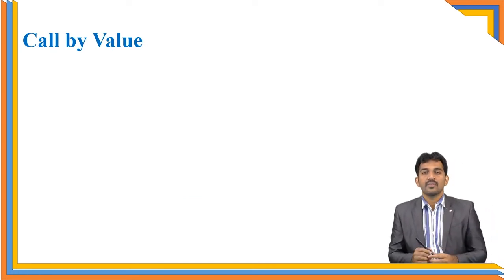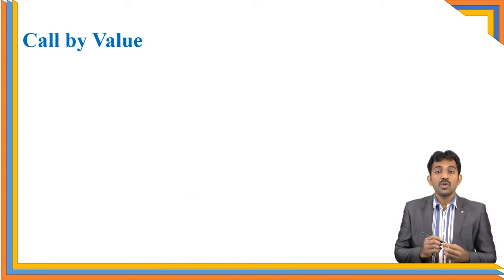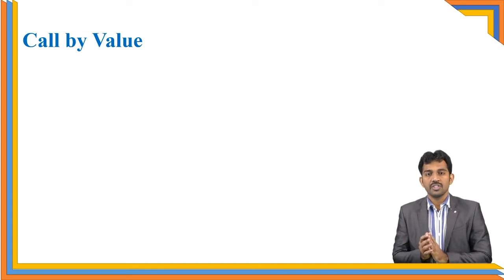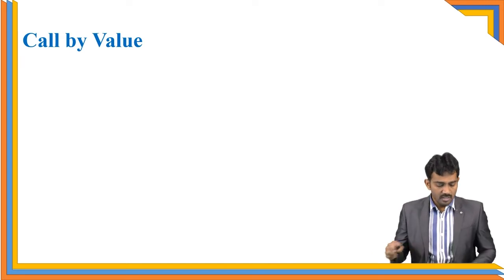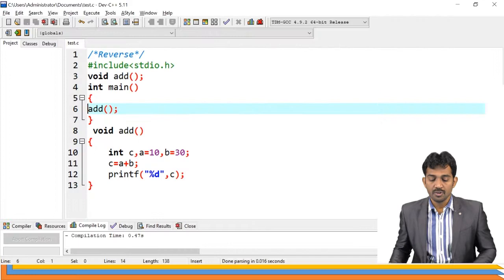call by value. We are going to send the data to the subfunction, right? And if you perform some operation based on the values, whatever mechanism you are using is called call by value. This is the call by value. What are we going to do here?